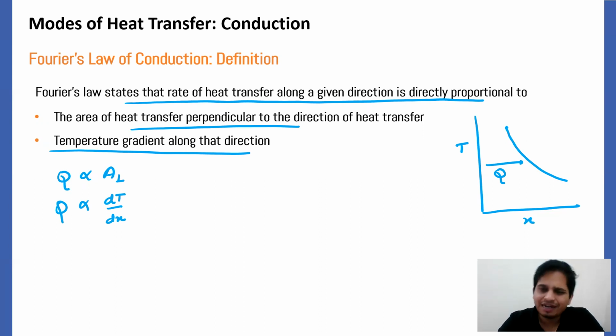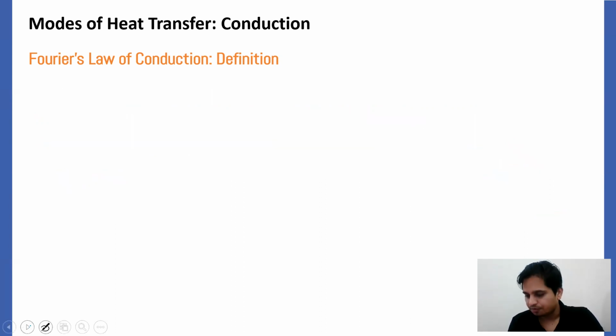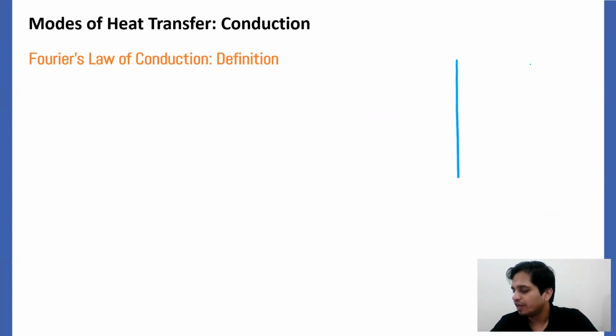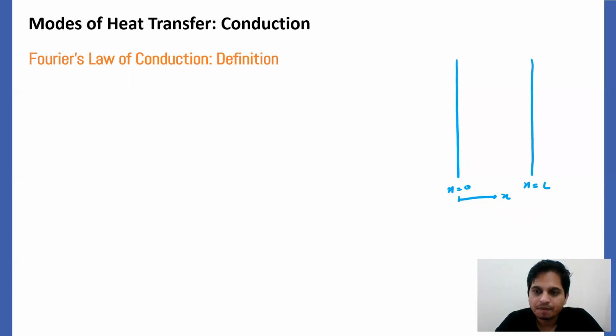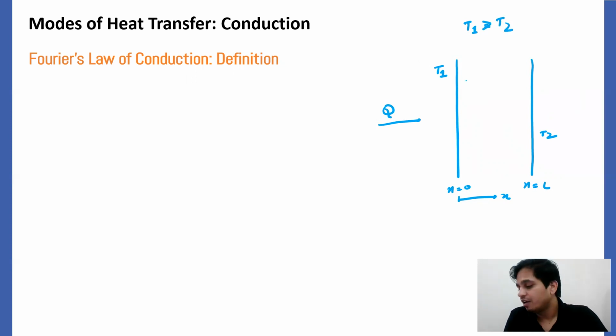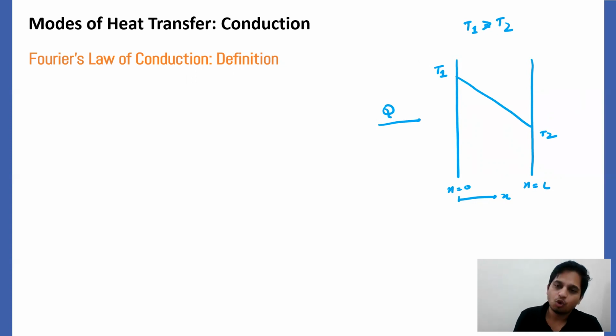In order to understand that, let us take a body, a plane slab. This is the direction of x. Here x equals 0, here x equals L, and this is the direction of heat transfer. I am assuming my temperature is T1 here and T2 here, and T1 is greater than T2. So how is the temperature varying with x? Like this. As x is increasing, temperature is going down.